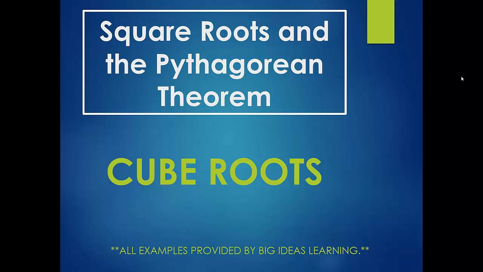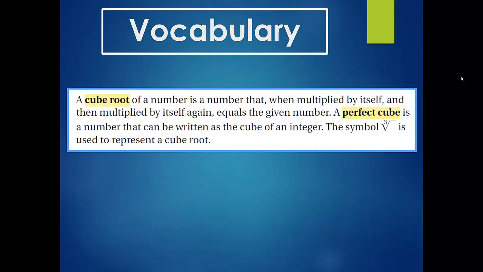Today's lesson is on cube roots. First, we're going to look at our vocabulary. A cube root of a number is a number that when multiplied by itself and then multiplied by itself again equals the given number. A perfect cube is a number that can be written as the cube of an integer. The following symbol is used to represent a cube root.